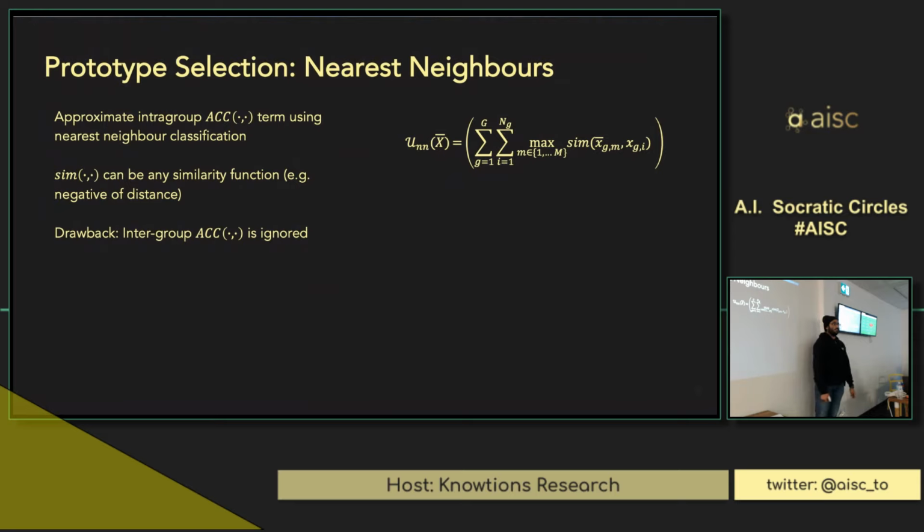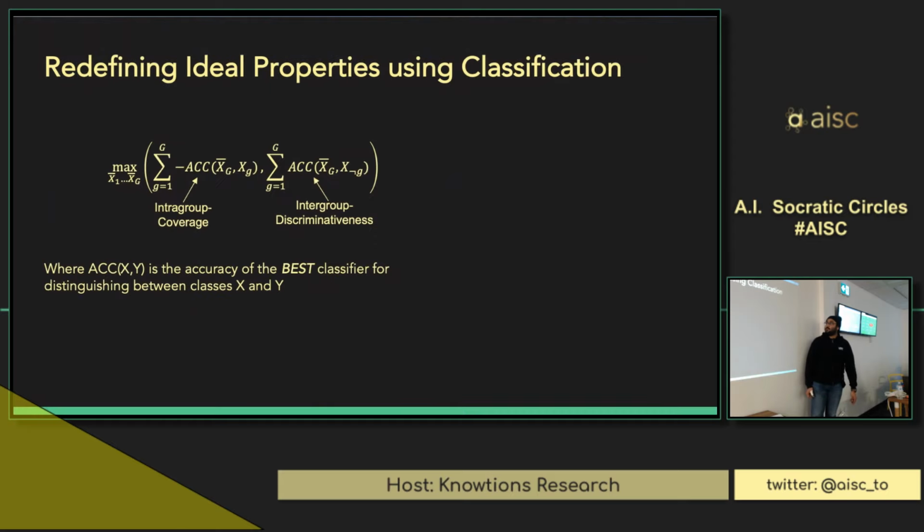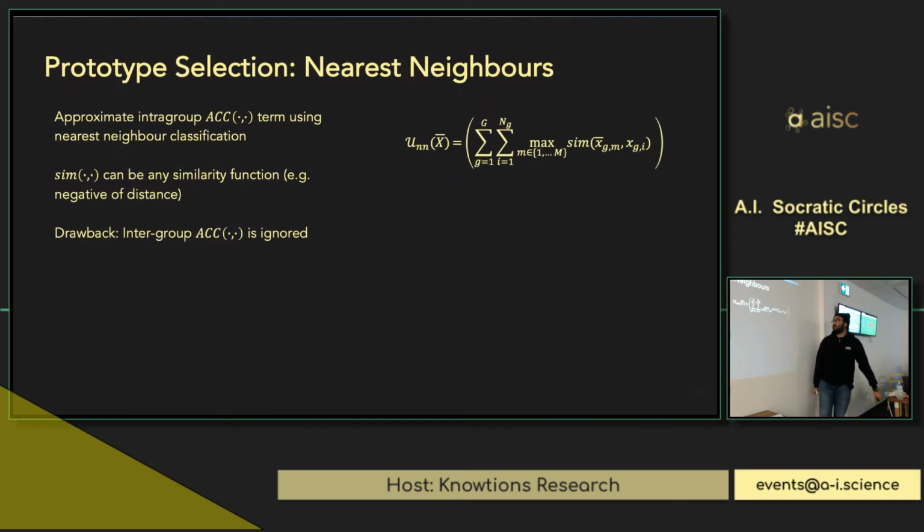One drawback is that the one term we saw here, the accuracy of the classifier that's trying to distinguish between the prototypes and all other documents not in that particular group, we kind of ignored that.